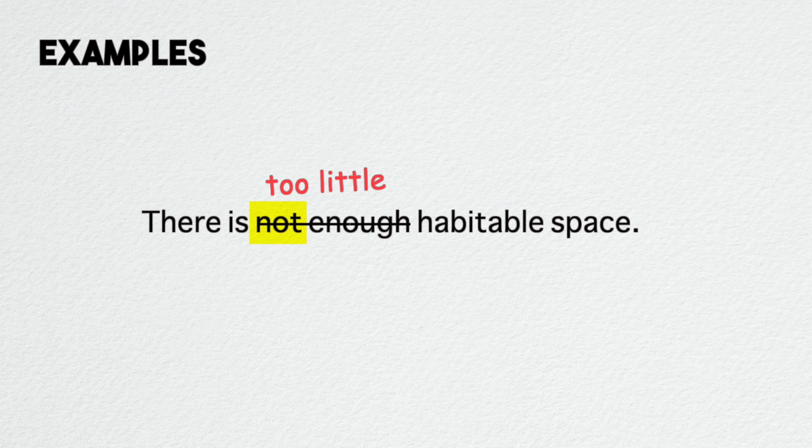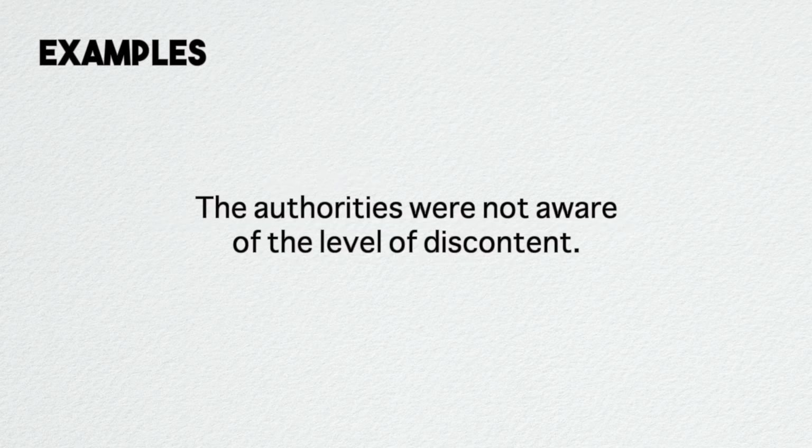Okay, let's look at another example. The authorities were not aware of the level of discontent. So if you're not aware of something, what might you be? You might be unaware of it. So they were unaware of the level of discontent. It's a small change, but it adds a level of crispness and conciseness that makes it more academic, more formal, and nicer to listen to.